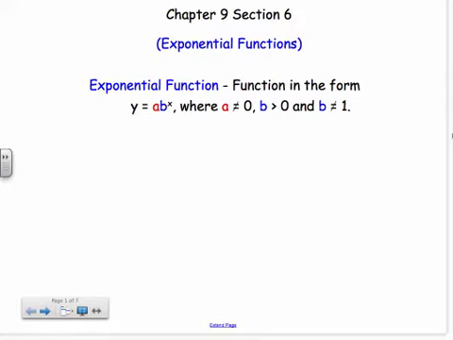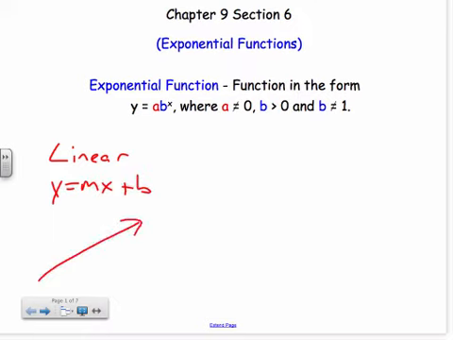So first, we've dealt with linear functions, right? And that was our y equals mx plus b. And it made a line, right? Linear. And if you notice, all we're doing with our x term is just being multiplied by some constant number. So it increases at a constant rate.